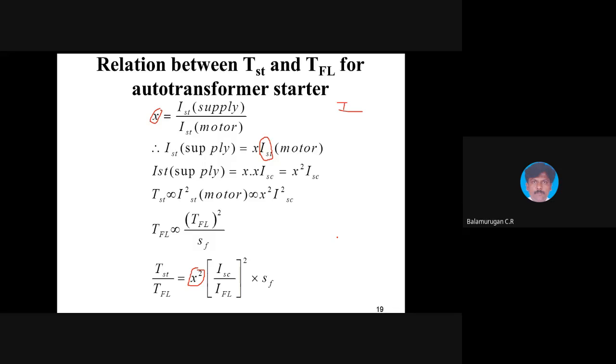Shall we move to the next topic? For stator resistance and auto transformer, the torque equation will remain the same. It will be almost the same. What is the difference? You have to represent x in terms of resistance or reactance. Shall we move to the star delta starter? Any doubts on the auto transformer?